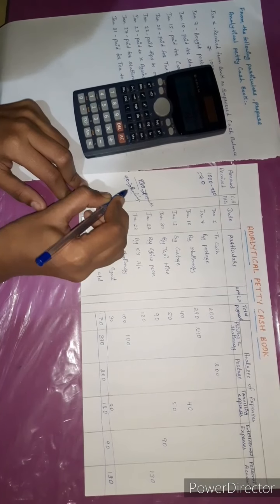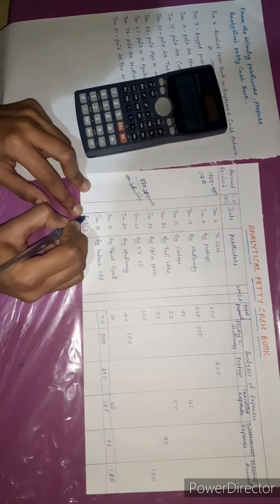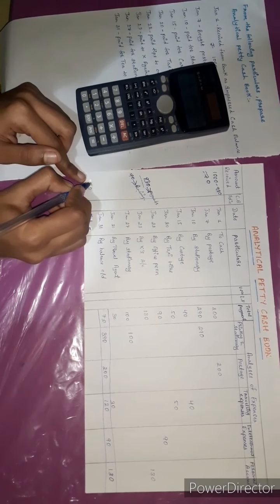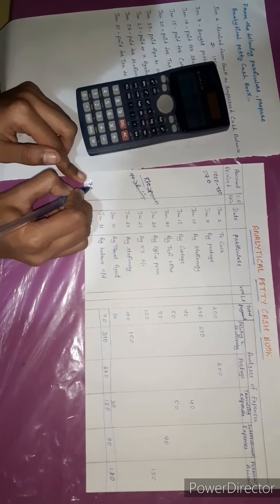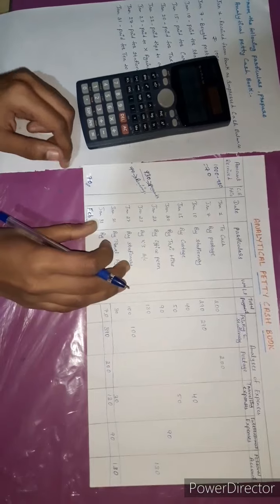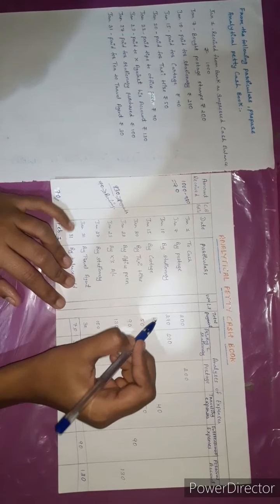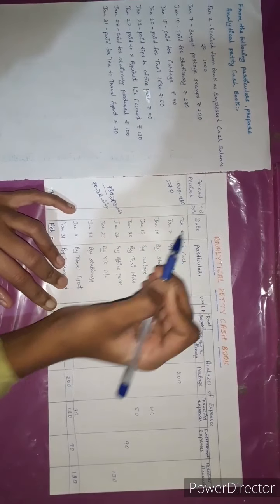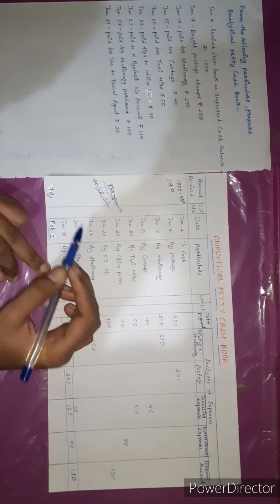So this 70 will be carried forward for the next month, that is Feb 1st, 70 rupees. So as a total payments we got 930, and the remaining 70 will be carried forward for the next month.